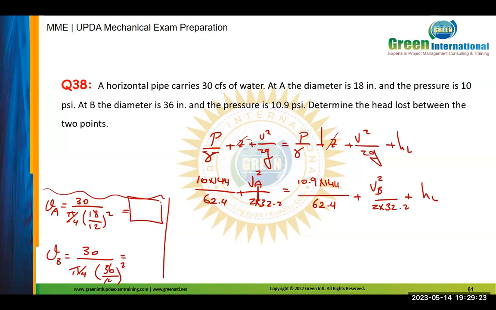From this equation, you have VA and you have VB. Substitute them into this equation. The only unknown is what? H loss. If you have any questions about this problem, tell me.